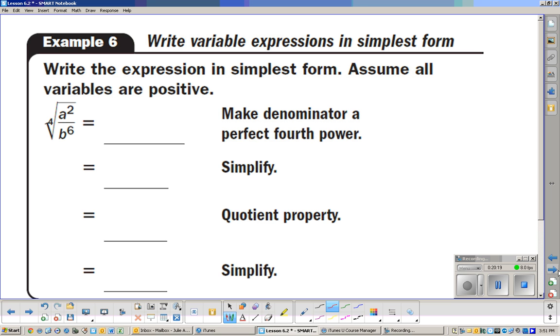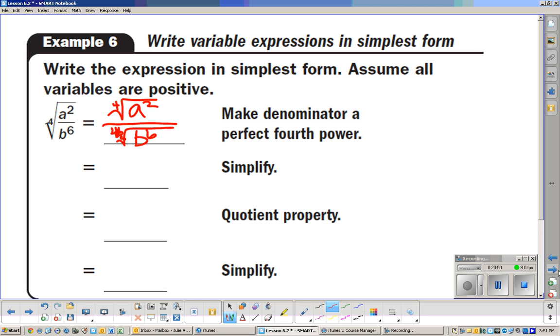Alrighty, another simplifying. Well, let's see. We have the fourth root of a to the second over b to the sixth. All right, these are a little bit more of a challenge because we have the fourth root of a to the second over the fourth root of b to the sixth. And it's a little bit harder to figure out how you're going to rationalize it when you're doing letters, but we can do it. Remember, we need to make a perfect power of 4.